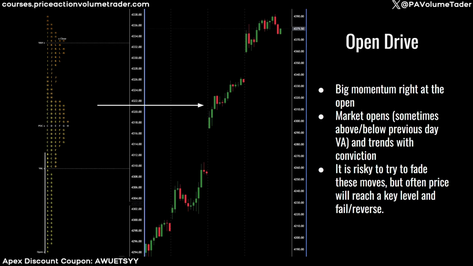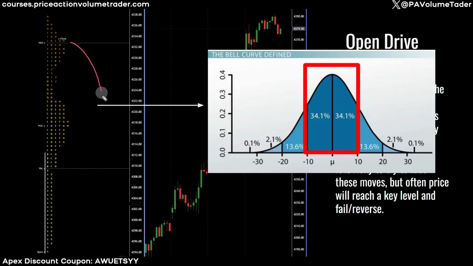So let's start off with the first type. This is what we call the open drive. This is a big momentum right from the open. The market opens sometimes above or below the previous day's value area, and again the value area is what is known as the 68% of value.